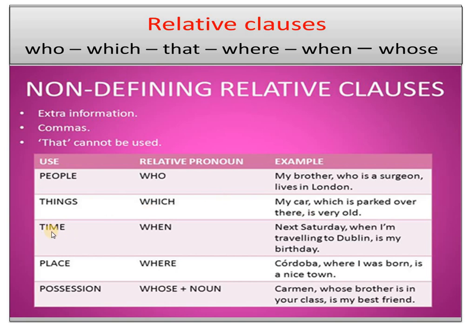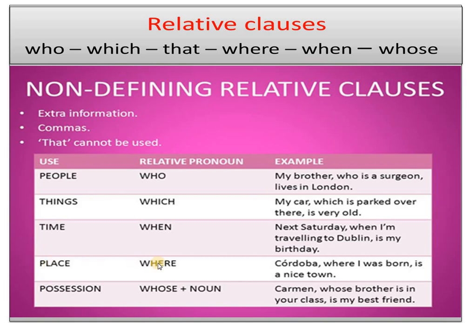The third one, for time. When we talk about time, we use when. This example: next Saturday, when I'm traveling to Dublin, is my birthday. The same, next Saturday is a time, one day of the week. After it we put a comma, then the extra information: when I am traveling to Dublin, is my birthday. This is for the time.